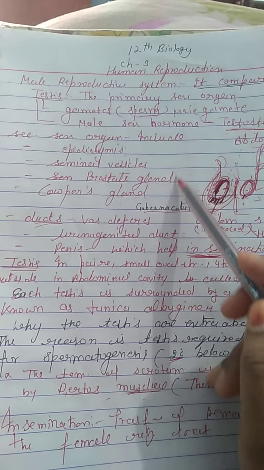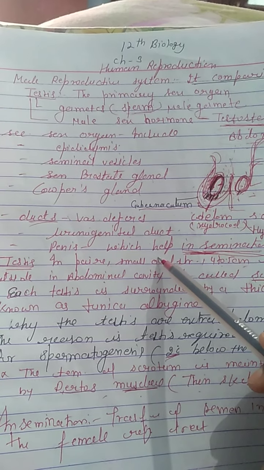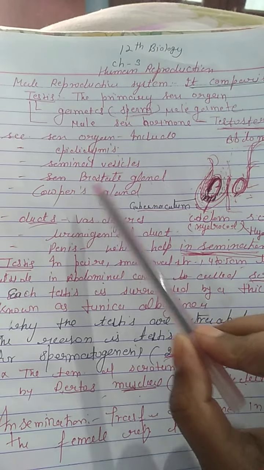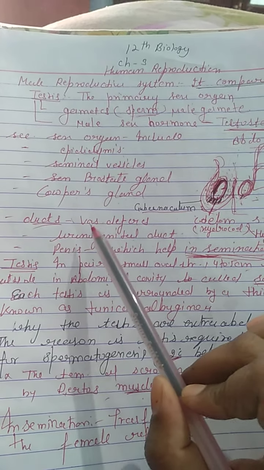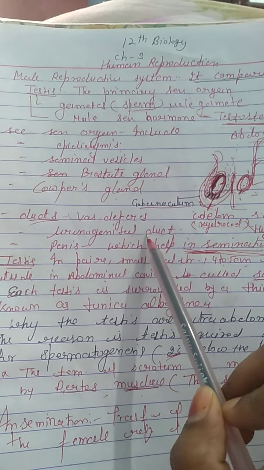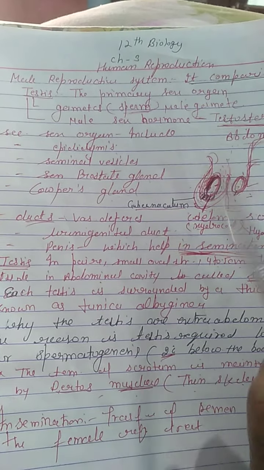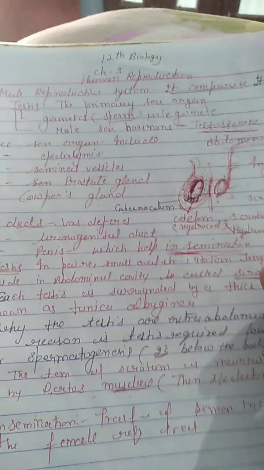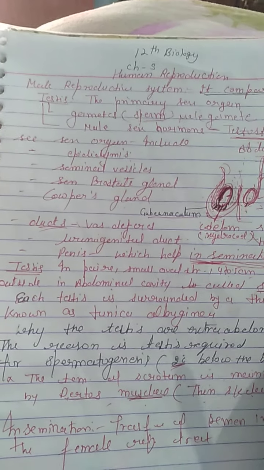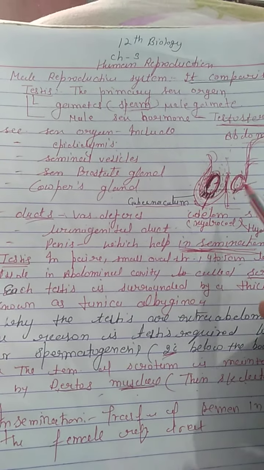So these all are included in the secondary sexual organs, like epididymis, seminal vesicle, prostate gland, Cowper's gland, ducts, vas deferens, urinogenital ducts and the penis, which help in insemination. Insemination is very important. It can be a one-mark definition: define insemination. So we will study testes in detail.